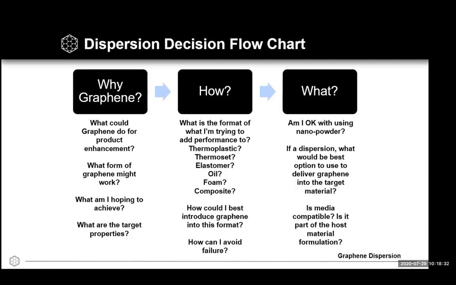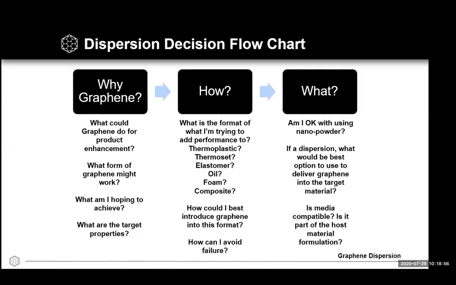So what are my target properties through the integration of graphene? And then we get onto the key question of how am I going to integrate this material into my end manufactured product? What's the format of what I'm trying to achieve, and how do I add performance to that? So what's the material that I'm looking to add to?